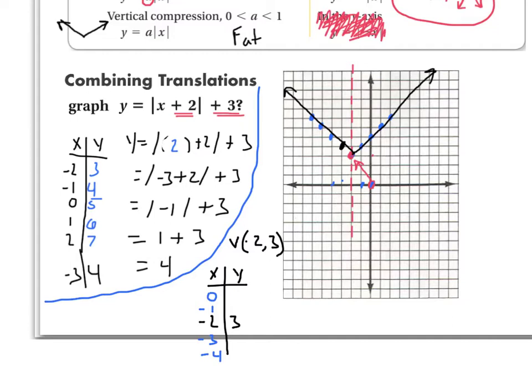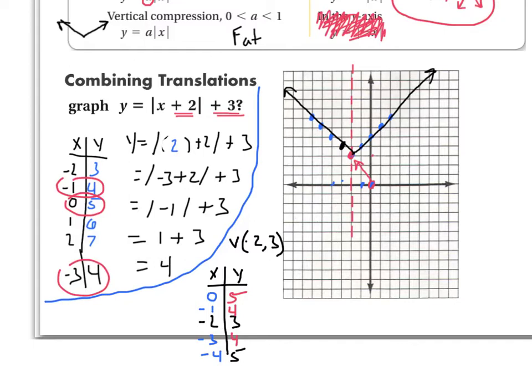And so now we can plug in, well, I'm just going to steal some values from yesterday's work. So when x is 0, y is 5. When x is negative 1, y is 4. When x is negative 3, y is 4. And if we plug negative 4 into the equation, negative 4 plus 2 is negative 2. The absolute value of negative 2 is positive 2, and 2 plus 3 is 5.